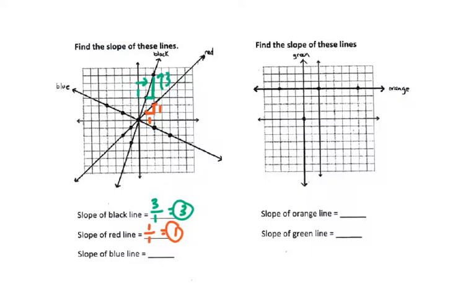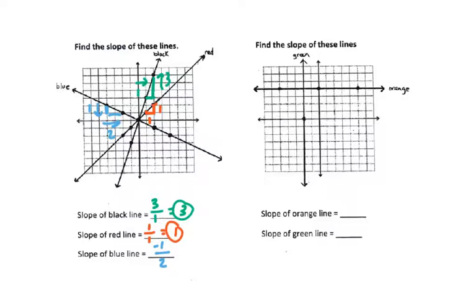And for the blue line, we've got something else going on. This is going from left to right, down 1, right 2. So with the rise over run, down is -1, and right is +2, and it's a reduced fraction already, -1/2.